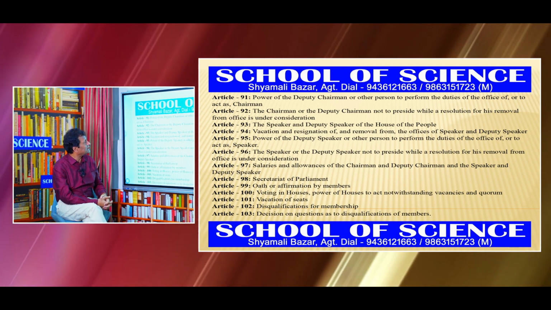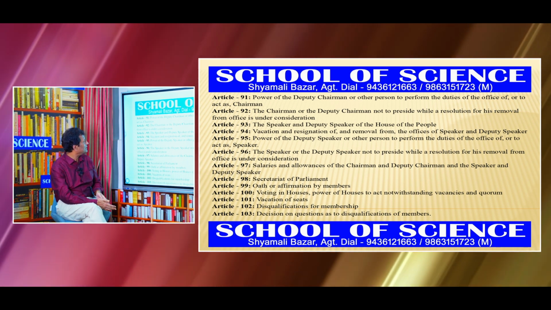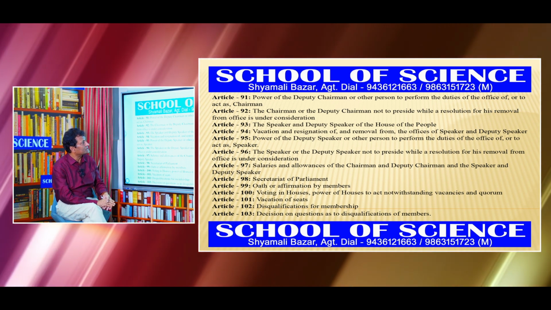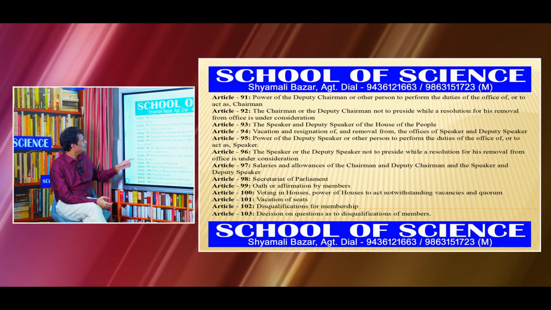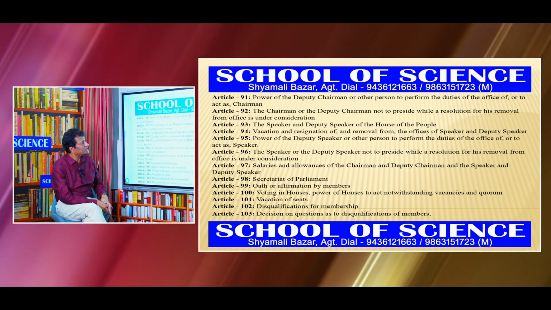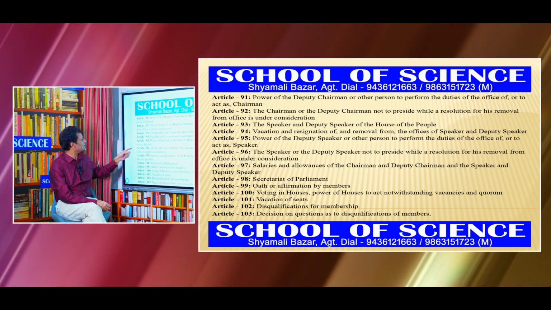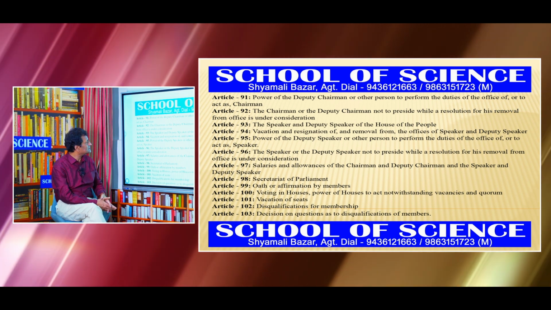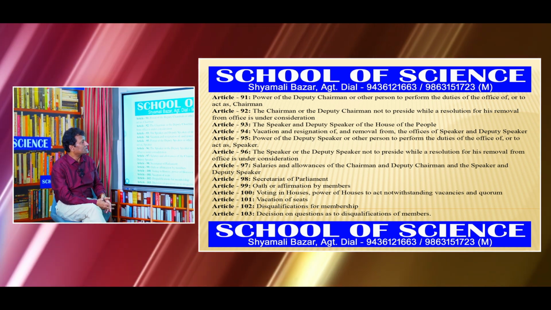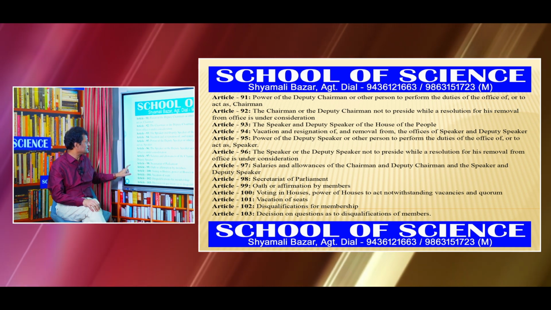Article 93 the speaker and deputy speaker of the House of the People. Article 94 vacation and resignation of and removal from the offices of speaker and deputy speaker. Article 95 power of the deputy speaker or other person to perform the duties of the office of or to act as speaker. Article 96 the speaker or the deputy speaker not to preside while a resolution for his removal from office is under consideration.